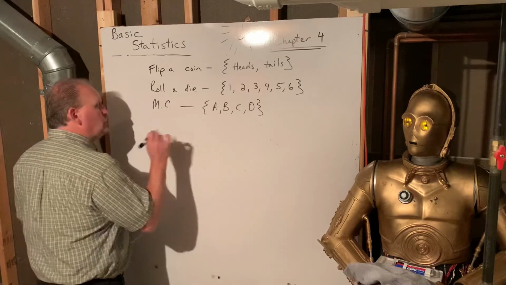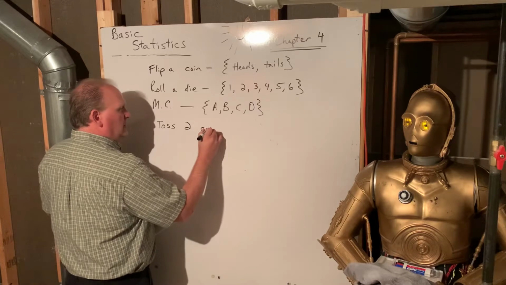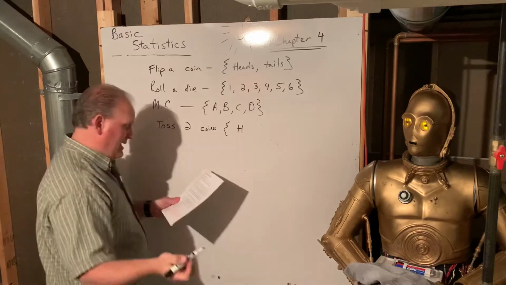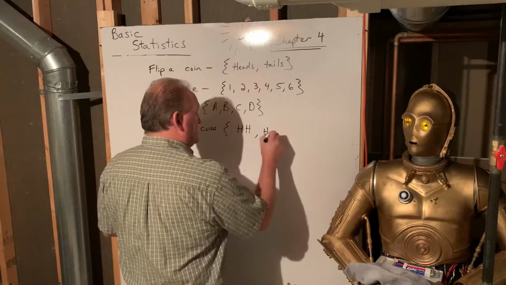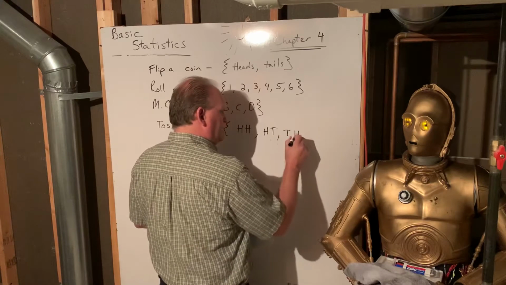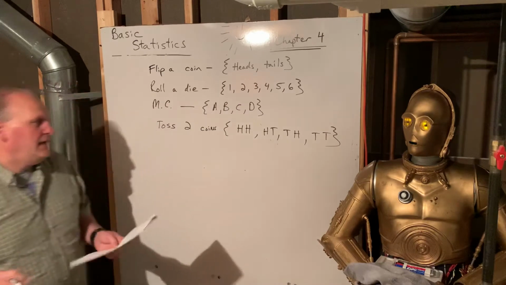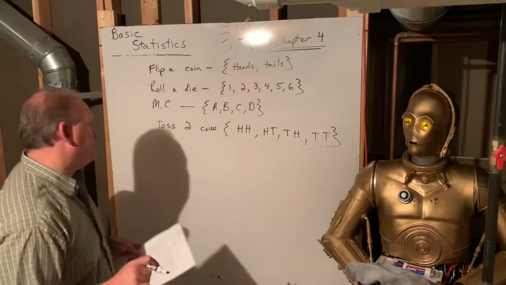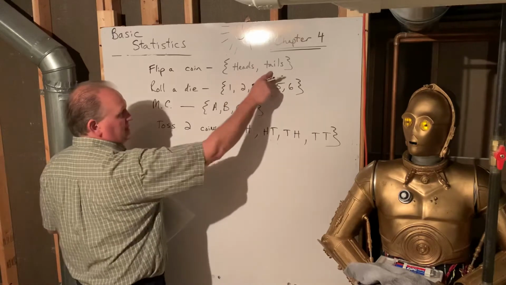You toss 2 coins. Now we could get heads on both of them, or we could get a heads and a tails, or a tails and a heads, or a tails and a tails. And so there's actually 4 outcomes. Remember, sample space is a list of all possible outcomes. If there are 2 events happening, there's going to be more than just heads and tails. There's actually double, right?